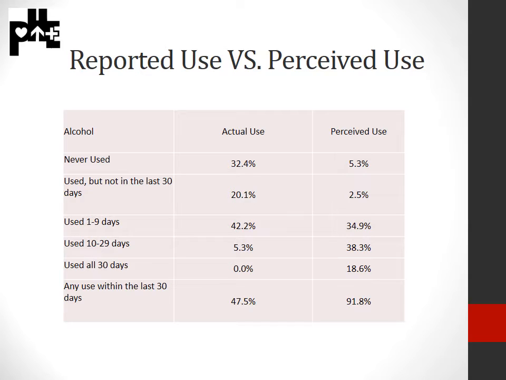For example, as seen on the chart, students perceive that 5.3% of students have never used alcohol, when actually 32.4% reported that they have never used alcohol.